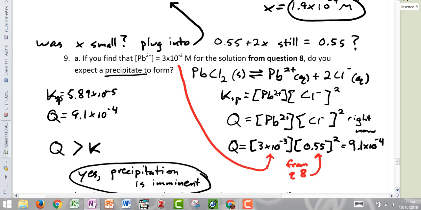Which way is the alligator eating? Left. That's the way the reaction will shift. It will shift left to make more reactants. In this case, they're solids. So you'll see a precipitate.